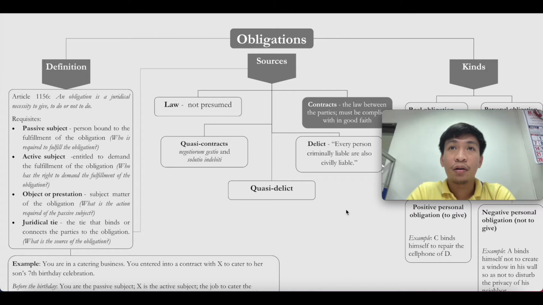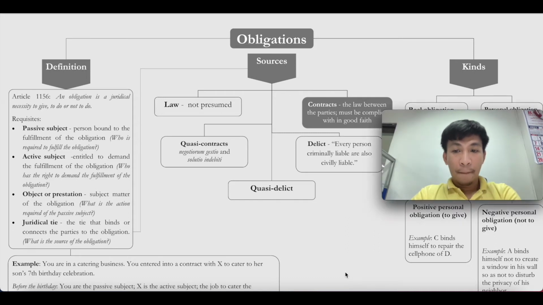Now, what we mean when we say it must not be presumed is that it must be written. Kailangan nakasulat doon sa batas kung ano yung mga obligasyon na to. If something is not written, it is not your obligation. If it's not written in the law, it's not your obligation under the law. But again, there can be other sources of obligations. Okay, so that is the first kind.